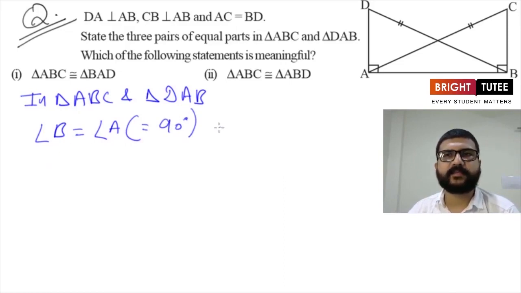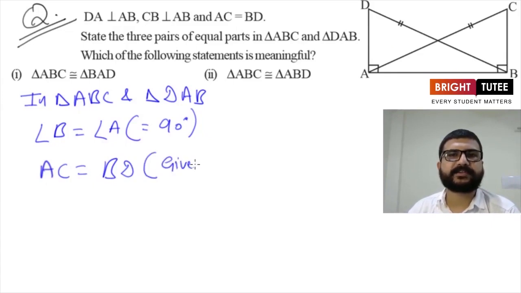And then what else do we have? From triangle ABC, AC is equal to BD of triangle DAB. So it means we are having it as given in the question. Now, do we have anything else?